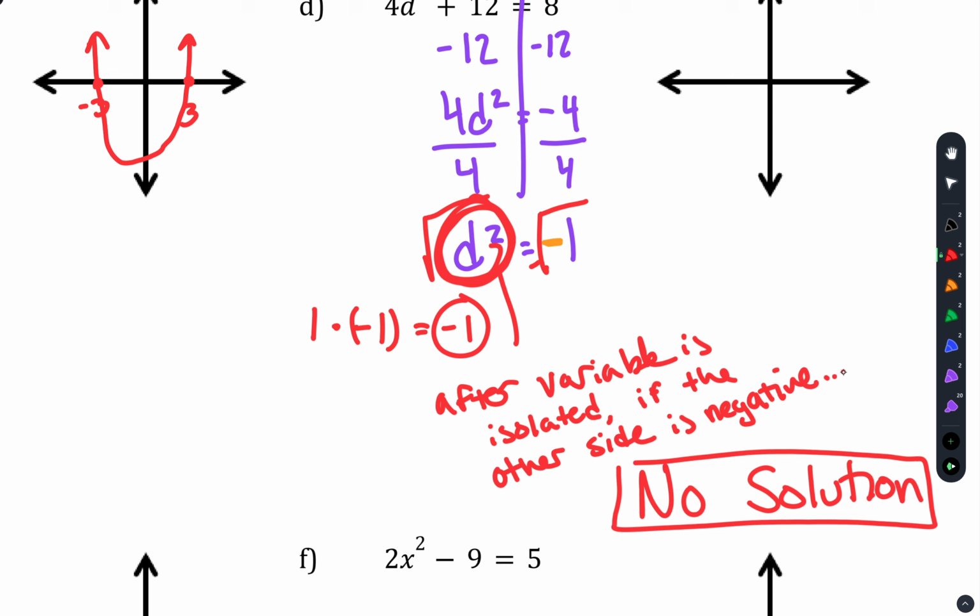That first part of this rule is super important. We cannot skip the isolating of the variable. I'm going to show you why in a second. That variable has to be by itself before we can say no solution.